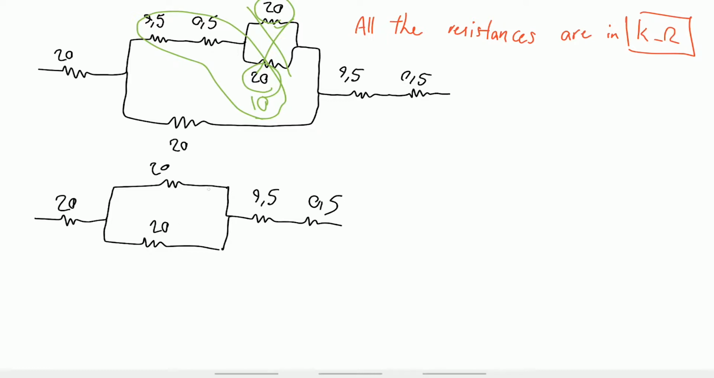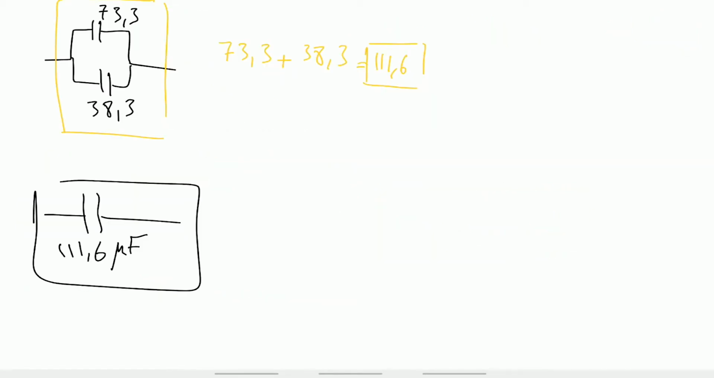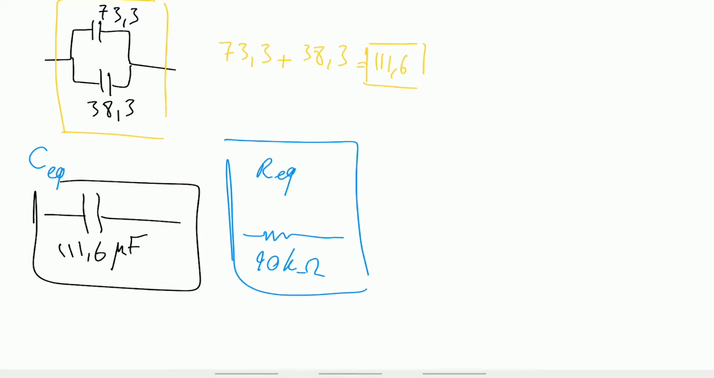And now we know that these 2 resistors are also parallel, and the equivalent resistor is 10 kilo ohms, and all these 3 are in series form. So all the resistance equals 40 kilo ohms. And now here the total capacitance is 111.6 microfarads, and the total resistance is 40 kilo ohms. So if we want to make the circuit as simple as possible, we have to draw something like this.